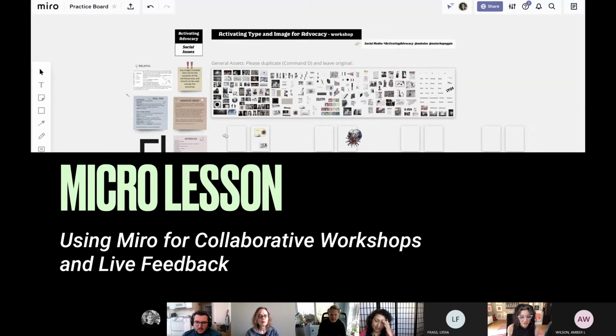So, Miro is essentially an infinite whiteboard platform that can be used in remote and in person settings. And I want to emphasize that it can actually cross over for when we go back face to face. It encourages collaboration and participation among learners. And this micro lesson is going to touch on several best practices for setting up a Miro board for visual critique and workshops.